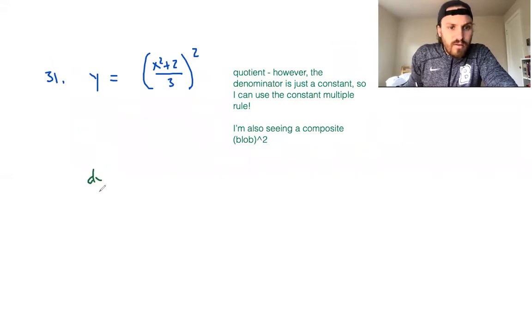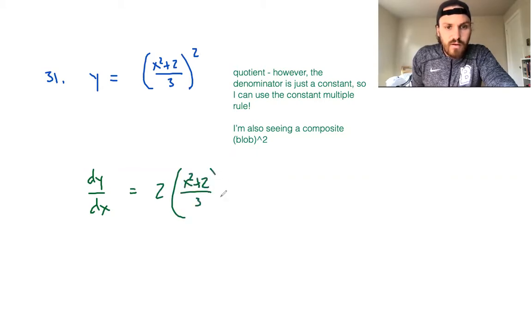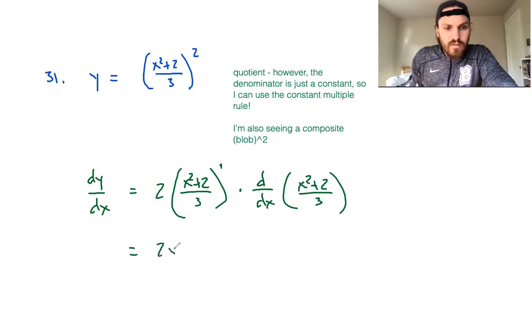So dy dx would be the derivative of the squared function, which is going to be 2 times, I'm just going to leave this as x squared plus 2 over 3, all to the first power. Now I need to multiply by the derivative of the inner function, which is x squared plus 2 over 3. Okay, so this just becomes, if I wanted to write this out, 2x squared plus 4 over 3 times this derivative.